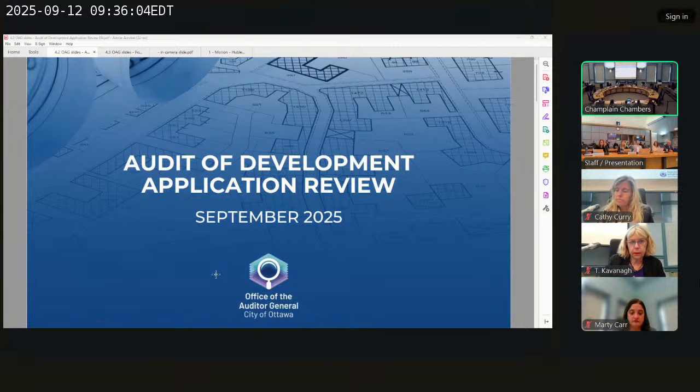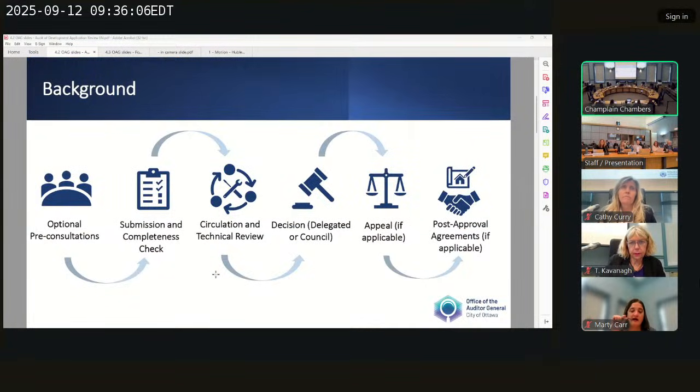Development applications are reviewed by the city's planning services to ensure that the proposed development is consistent with legislation and planning principles. Additionally, subject matter experts across the city contribute to reviews, ensuring proposed development is appropriate from a technical perspective and compatible with municipal assets. We thought we would give a high-level overview of the development application review process. However, a more detailed process map can be found in an appendix to our report.